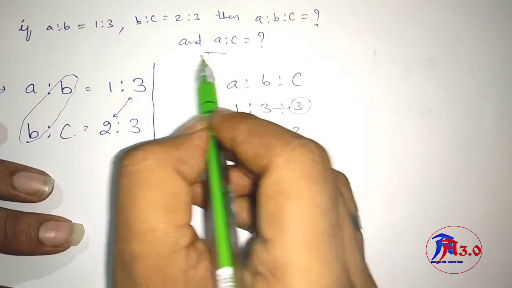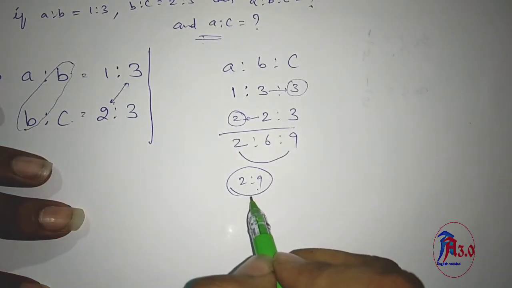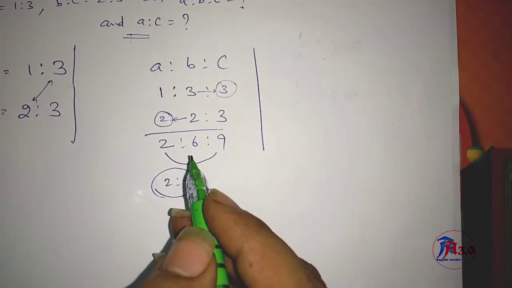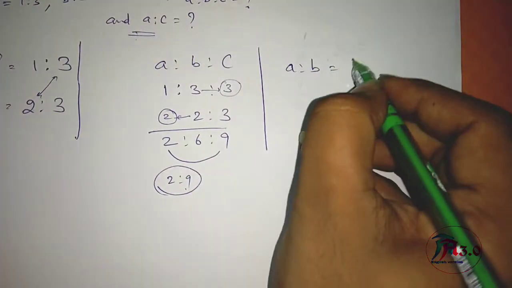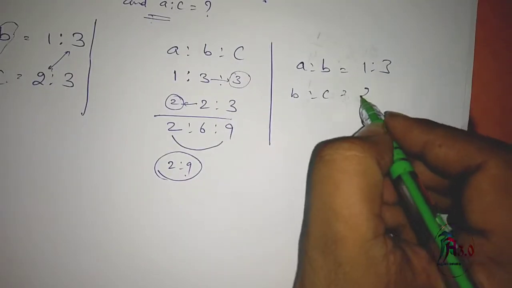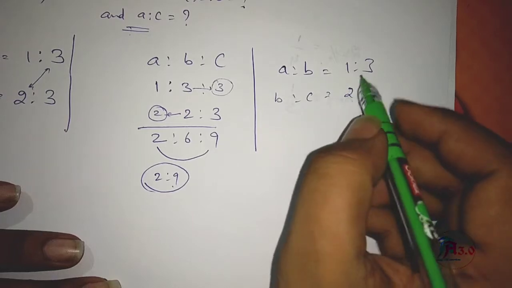Here it is the question again. What is the value of A is to C? What is the ratio of A is to C? So it is 2 is to 9 here. So let us go to another method which we can solve. Here it is A is to B equals 1 is to 3 and B is to C equals 2 is to 3. So for making them equal, what do we do?